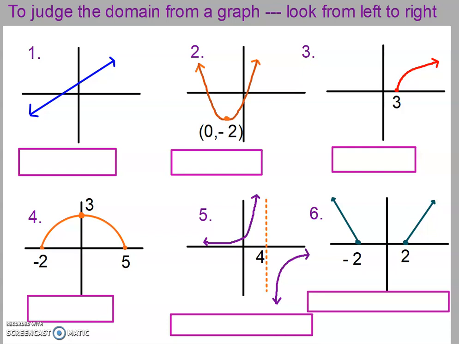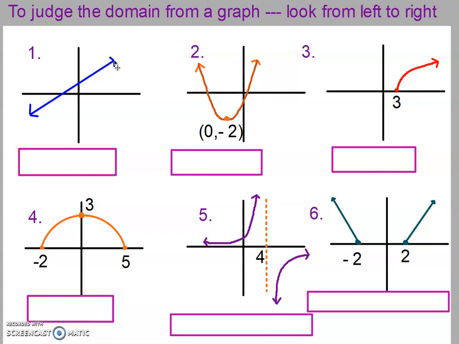When we are naming the domain, we are naming every x value that's represented by that graph. So if you notice on number 1, there's a lot of ordered pairs. There's an infinite amount of ordered pairs represented on that graph, and we technically would have to list every x value. We know that's impossible. We can't list out every single one of those numbers. So that's why we use interval notation.